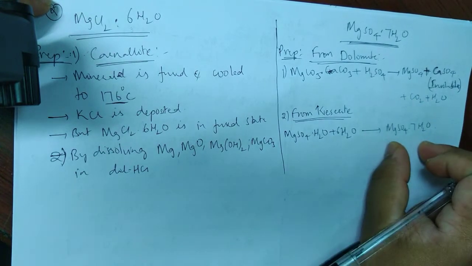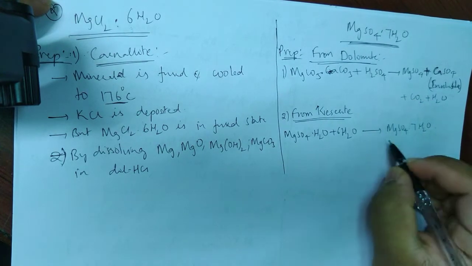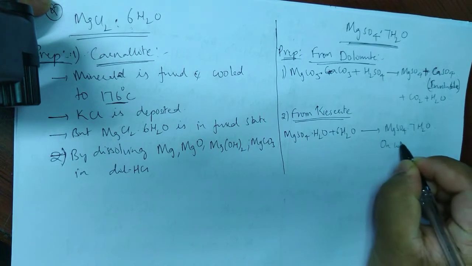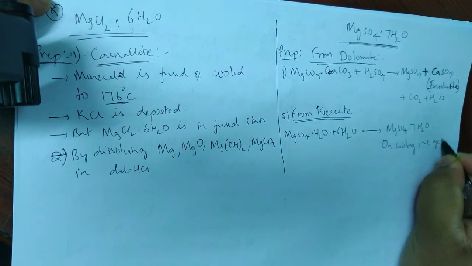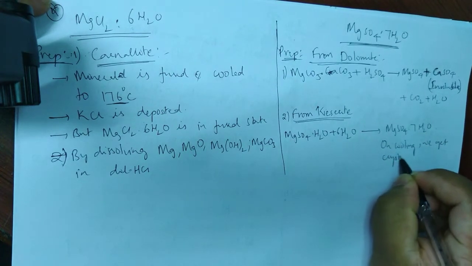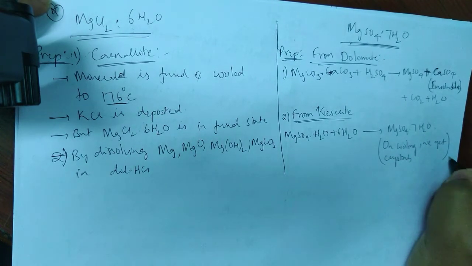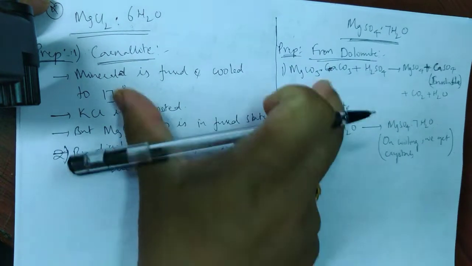On cooling this, we will get the crystals. On cooling, we get crystals of MgSO4·7H2O. So these are the two methods of preparation for both.